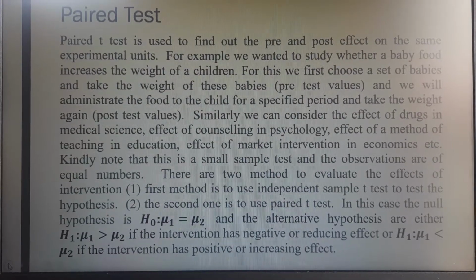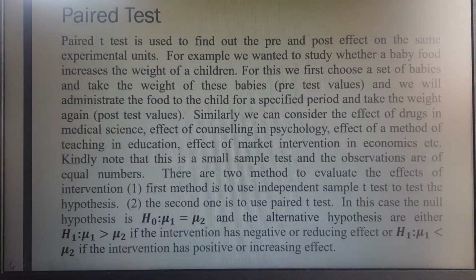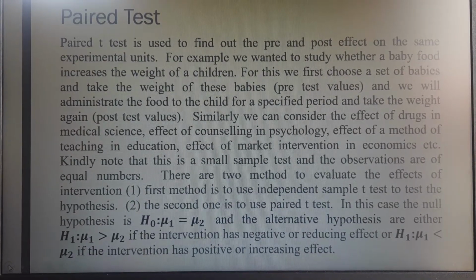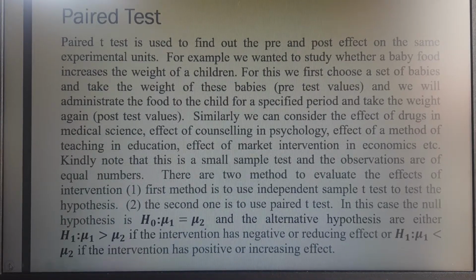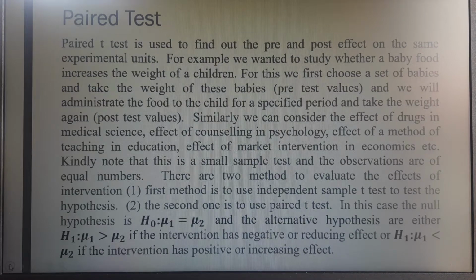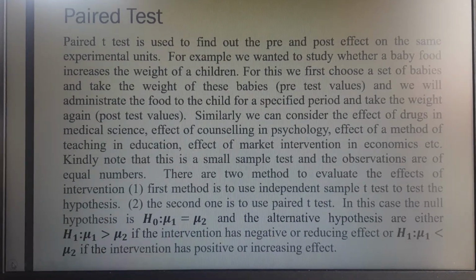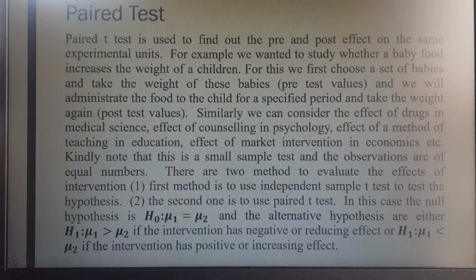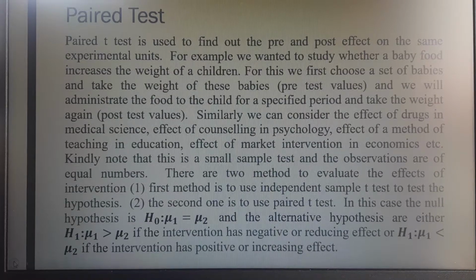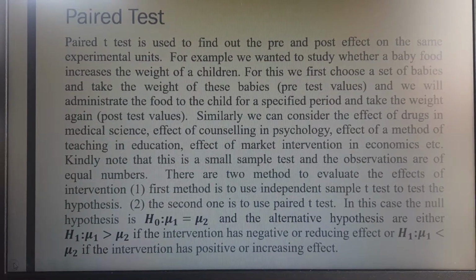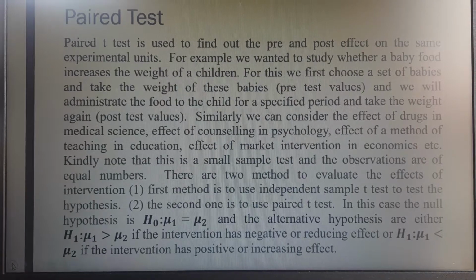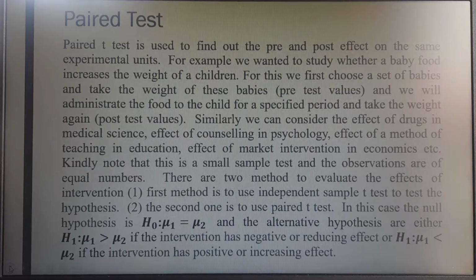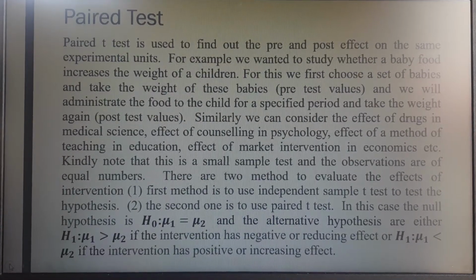Actually, there are two methods to evaluate the effect of this intervention. One method is to use the usual independent sample t-test to test the hypothesis, which we already discussed in test 2. The second method is to use the paired t-test. In this case, the null hypothesis is H0: mu1 equal to mu2, and the alternative hypotheses are either H1: mu1 greater than mu2 if the intervention has a negative or reducing effect, or H1: mu1 less than mu2 if the intervention has a positive or increasing effect.